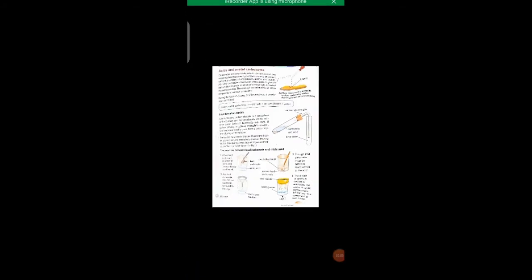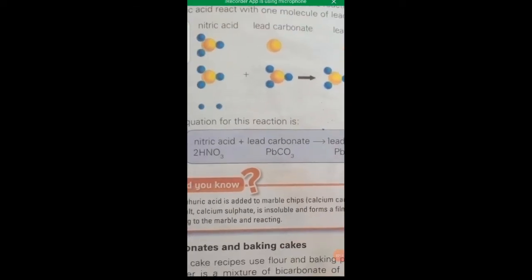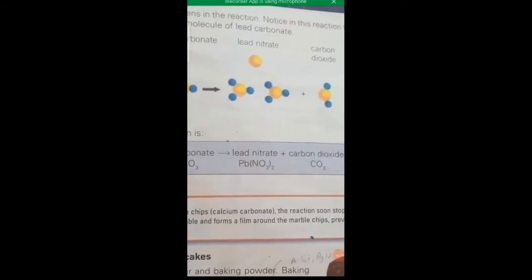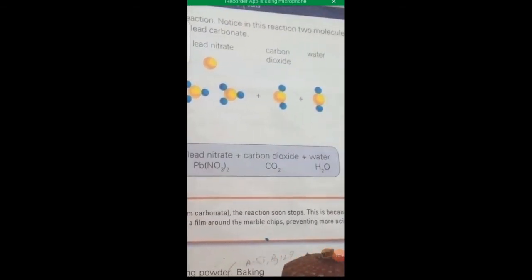Now we will talk about the chemical equation of this reaction. Over here you will see the chemical equation: nitric acid reacts with lead carbonate to produce lead nitrate plus carbon dioxide and water. This is the chemical equation of the reaction of lead carbonate with nitric acid.